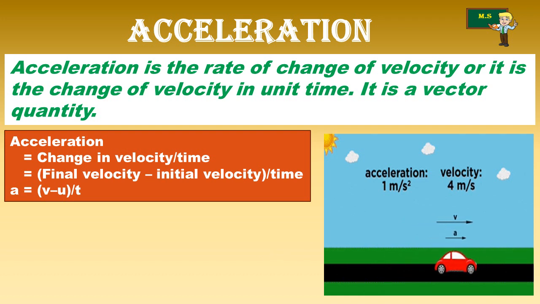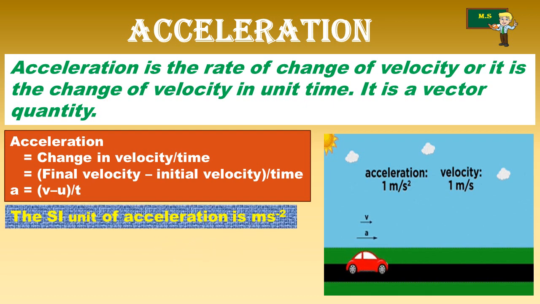So to define the acceleration, we have to subtract the initial velocity from the final velocity with respect to the time. That's why we put a = (v - u) / t. The SI unit of acceleration is meter per second square.